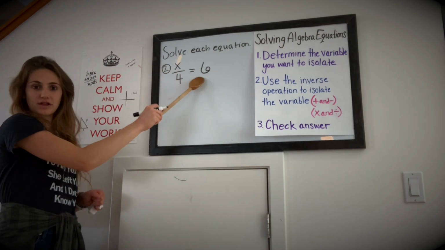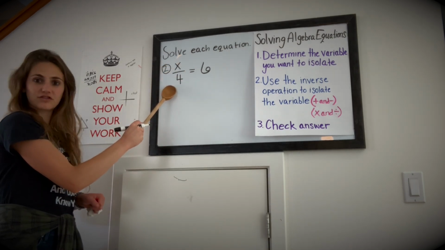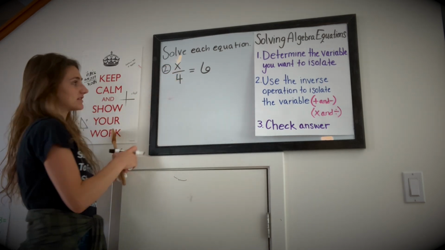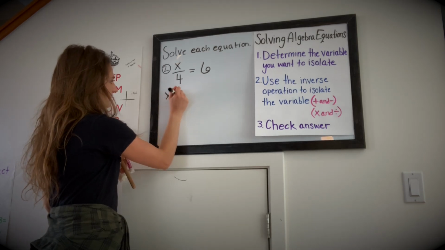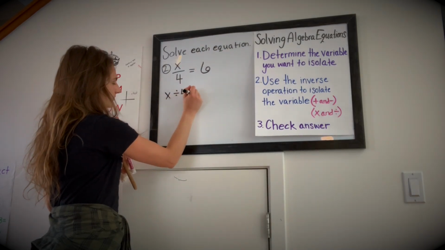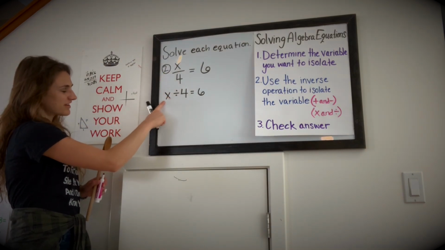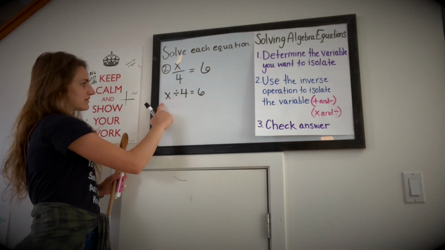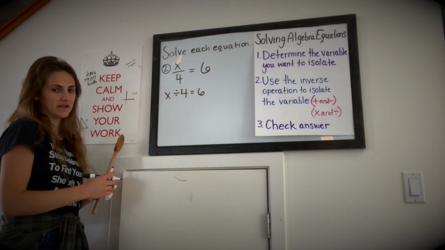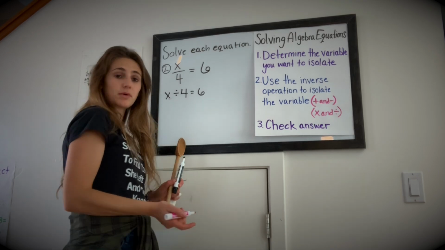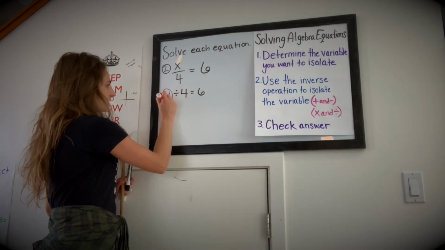X divided by 4 equals 6. Now this representation of division might look a little bit funny to you, but x over 4 is the same thing as x divided by 4 equals 6. This is just a different way to write a division problem. Personally, I prefer it to be written like this, so I'm going to rewrite it before I begin solving this equation. Let's look at step 1. Determine the variable we want to isolate. In this case, it is x.